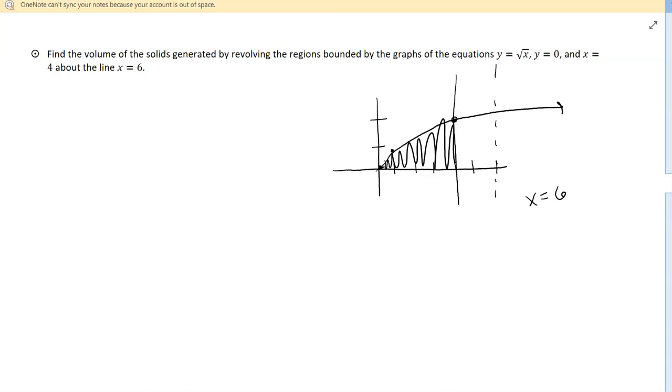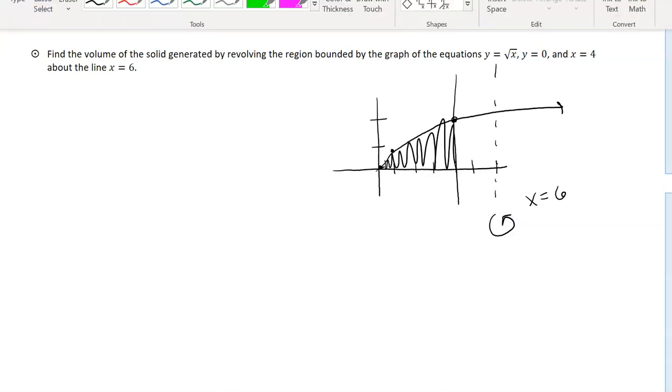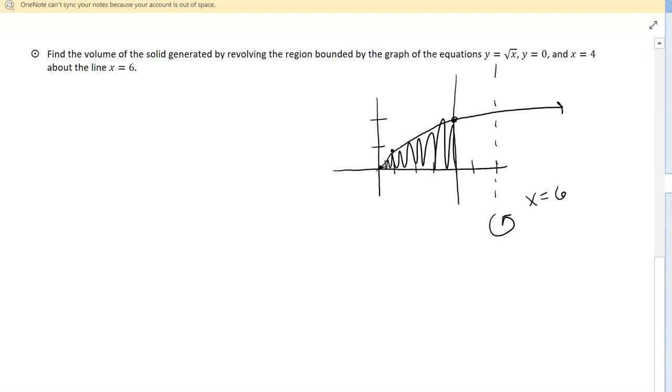This example says to find the volume of the solid generated by revolving the region bounded by the graph of the equations y equals square root of x, y equals 0, and x equals 4 about the line x equals 6. So in this case we have a vertical axis of revolution, which we can see is to the right of our graph. It's larger than our graph. So we are going to be looking at r of y here. And because I want things in terms of y, I'm going to square both sides and get that y squared equals x.